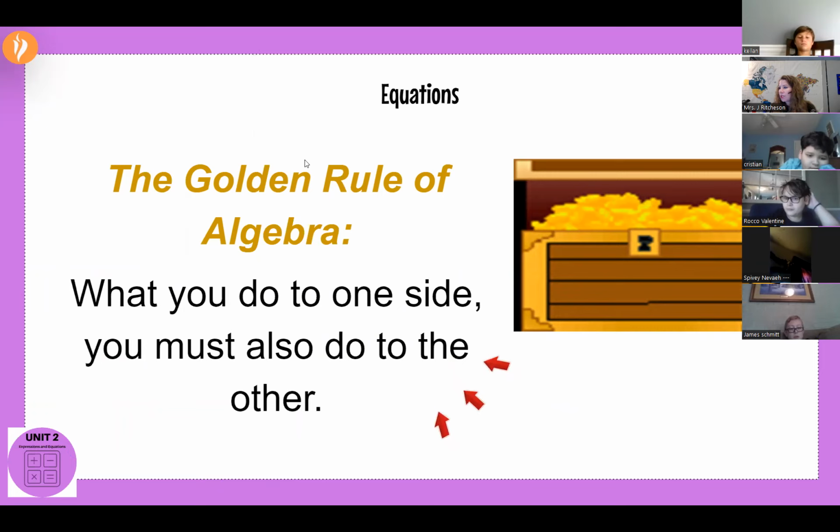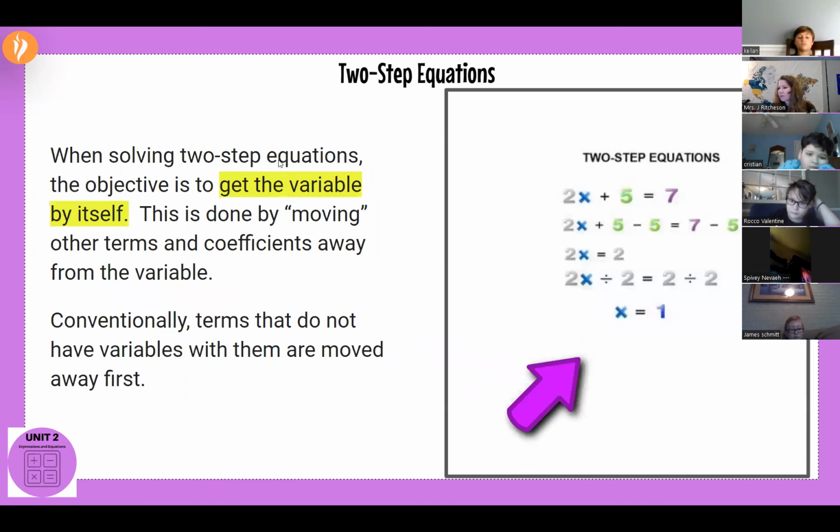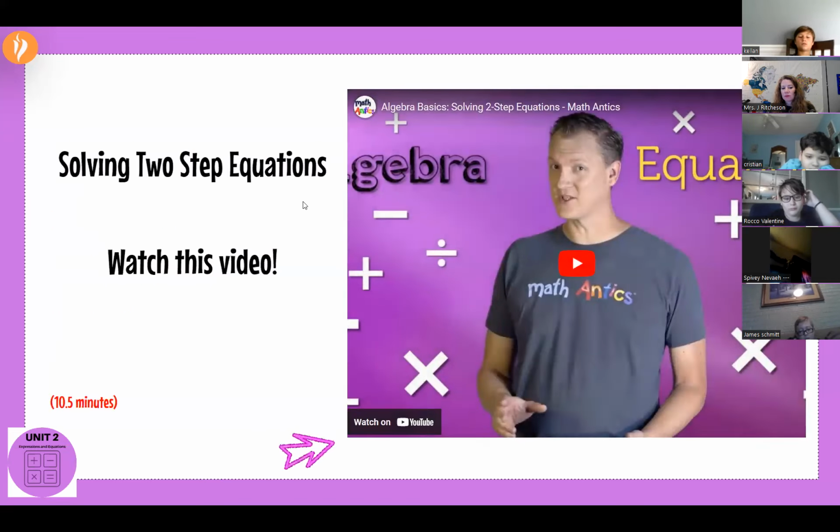All right, so you guys have heard of the golden rule before, right? I told you this last week. Whatever you do to one side, do to the whole slide. The whole slide we saw last week. We did two-step equations last week. You showed us how to do that equation right there on the side too. Okay, was that the last thing we did? Or did we practice some? We practiced some too? Yeah. And you told us to watch the video on our own.